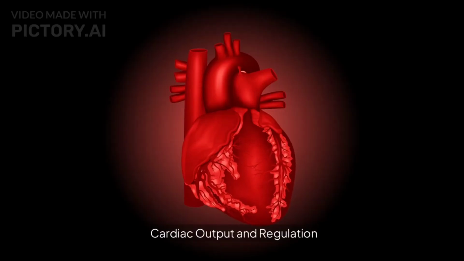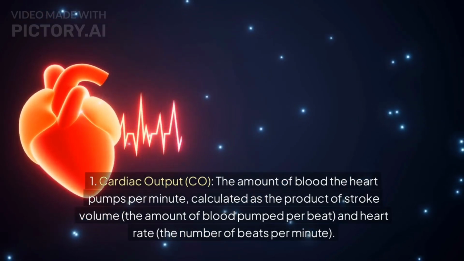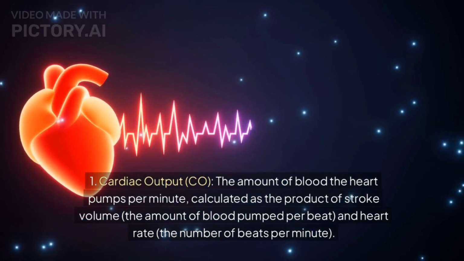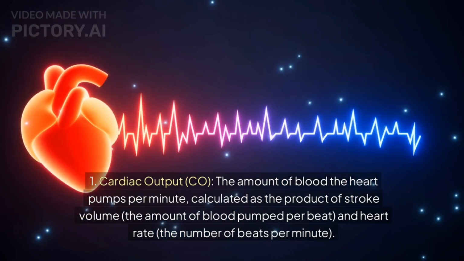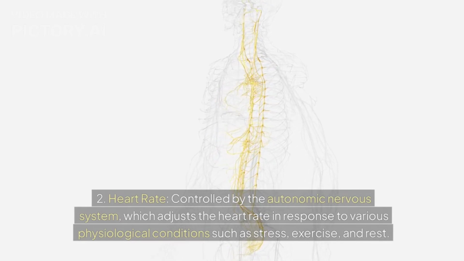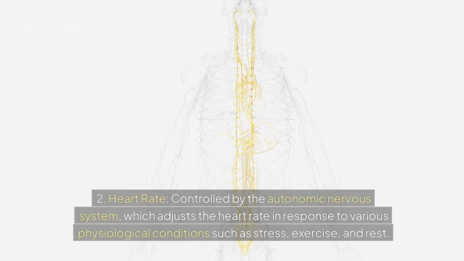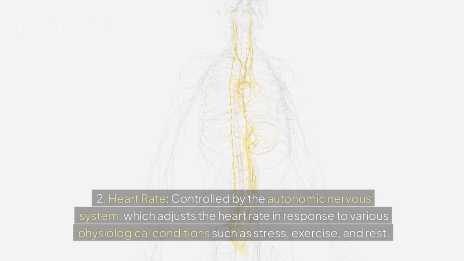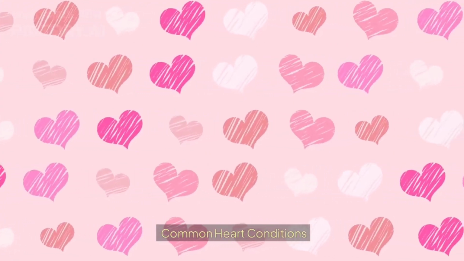Cardiac output and regulation. 1. Cardiac output, CO, the amount of blood the heart pumps per minute, calculated as the product of stroke volume, the amount of blood pumped per beat, and heart rate, the number of beats per minute. 2. Heart rate, controlled by the autonomic nervous system, which adjusts the heart rate in response to various physiological conditions such as stress, exercise, and rest.